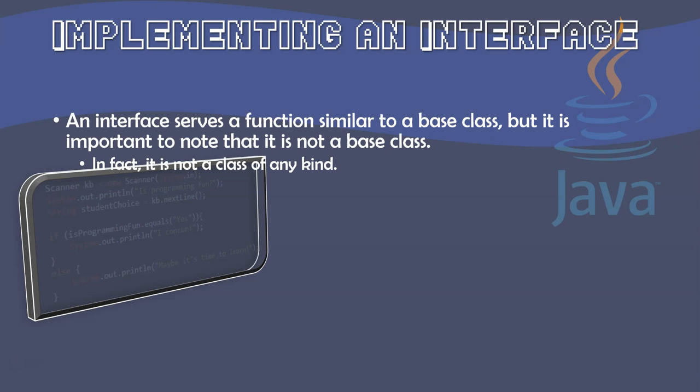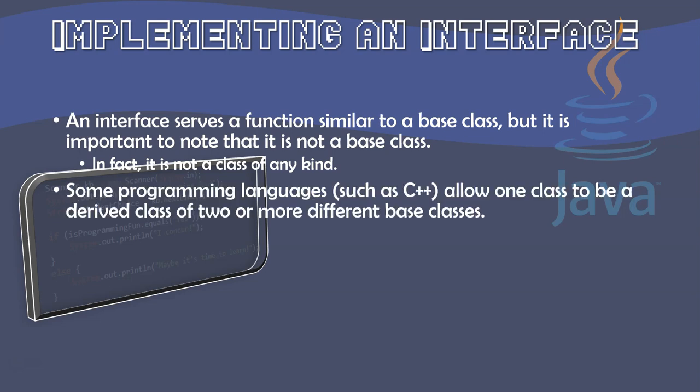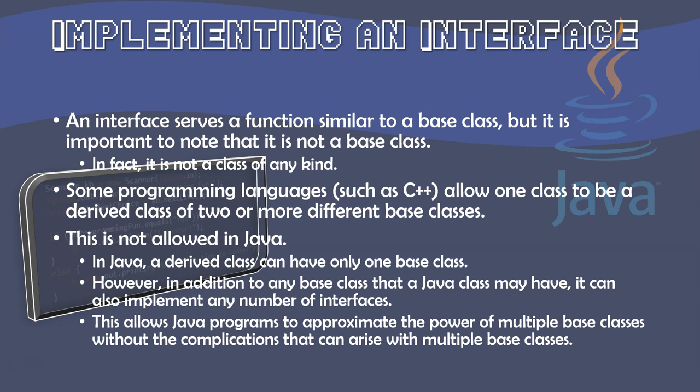Now, an interface serves a function similar to a base class. But again, it is important to note it is not a base class. In fact, it's not any type of class. Some programming languages, such as C++, allow one class to be a derived class of two or more base classes. This is not allowed, though, in Java. In Java, a derived class can only have one base class. In addition to any base class that a Java class may have, it can also implement any number of interfaces. This allows Java programs to approximate the power of multiple base classes without the complications that might arise from using multiple base classes.